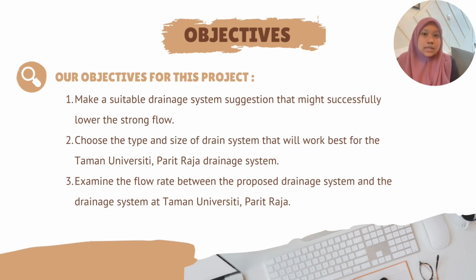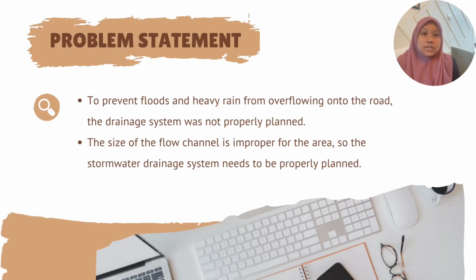Our objective is to make a suitable drainage system suggestion that might successfully lower the storm flow. Then, to choose the type and size of drain system that will work best for the Taman University Payung Raja drainage system. Then, to examine the flow rate between the proposed drainage system and the existing drainage system at Taman University Payung Raja Batu Pahat. Our problem statement is to prevent floods and heavy rain from overflowing onto the road. One, the drainage system was not properly planned. Two, the size of the flow channel is improper for the area, so the stormwater drainage system needs to be properly planned.